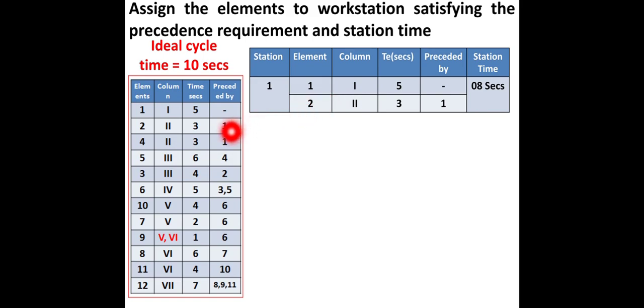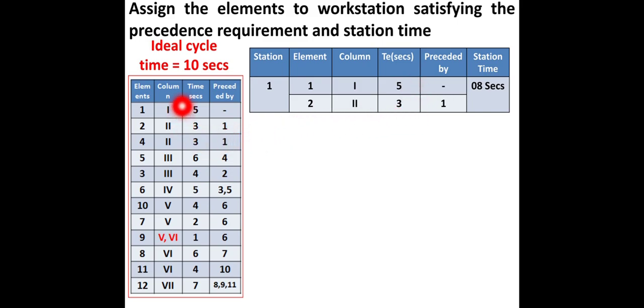So next I will go for the preceded-by column. I have two numbers, one appearing here: element number 2 and element number 4. As element number 2 is in column number 2 and both have the same time, I am taking element number 2, which appears first in the table. So I have taken this. So 5 plus 3 will be 8, and 10 minus 8 will be 2 seconds.